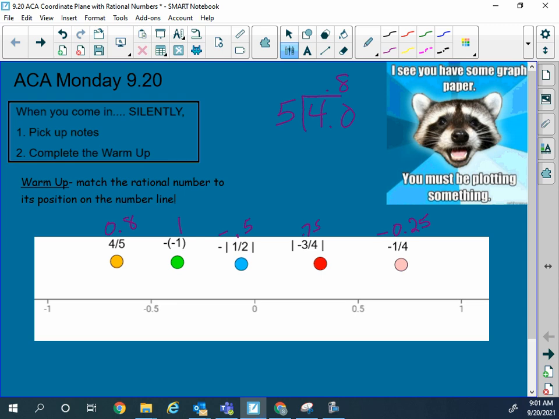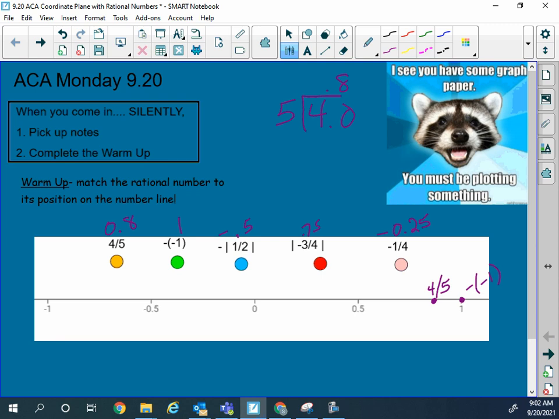4/5. Where would it go? Between 0.5 and 1 whole, right? Somewhere about here. We're going to put it with its original number. Okay? The opposite of -1 was 1, so we actually have a dot for that, right? So we're going to, again, put it back in its original form.